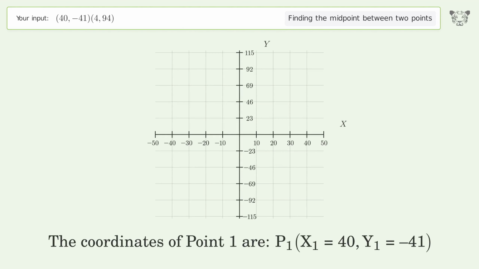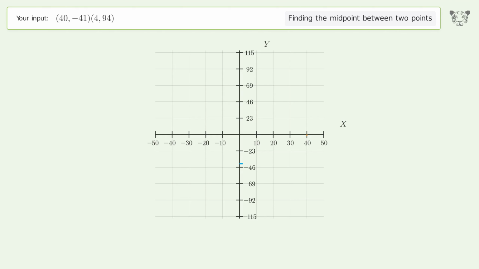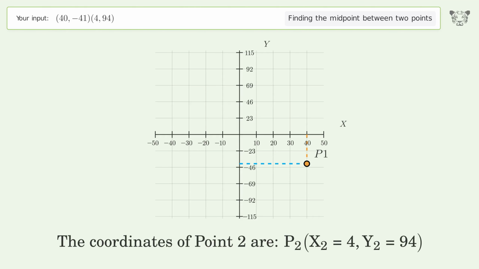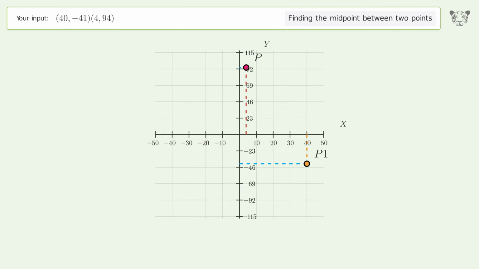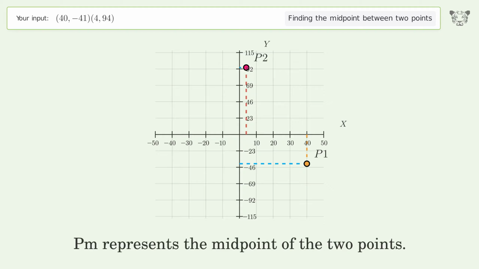The coordinates of point 1 are x1 equals 40, y1 equals negative 41. The coordinates of point 2 are x2 equals 4, y2 equals 94. PM represents the midpoint of the 2 points.